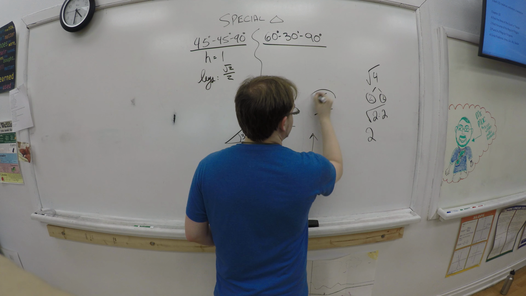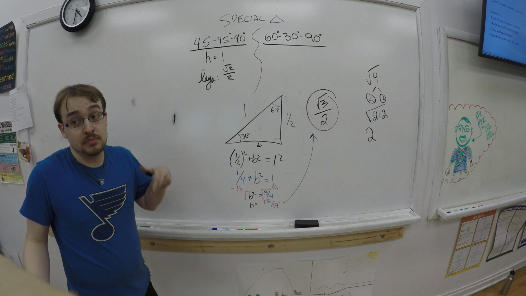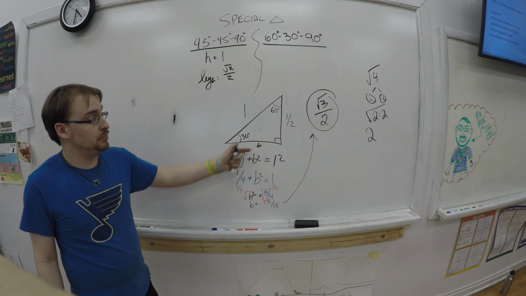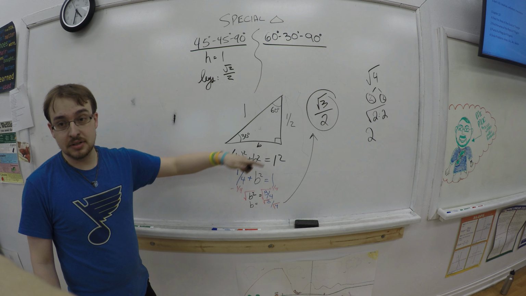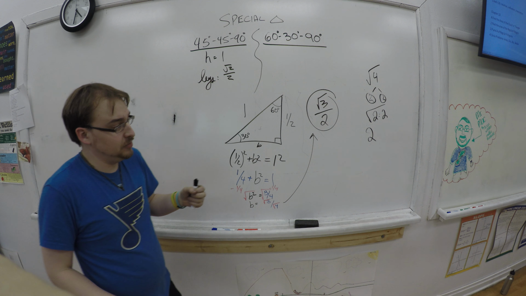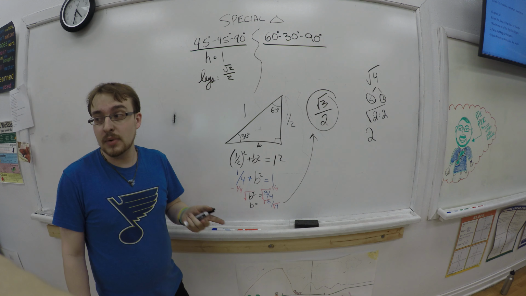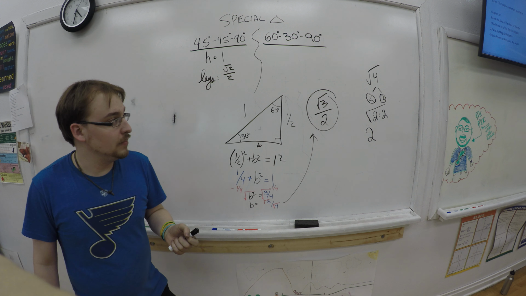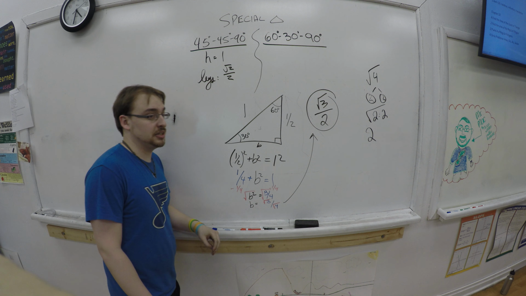So root 3 over 2 is B. Now you can memorize that when the hypotenuse is 1, B is root 3 over 2, or you can do this and figure it out. If you ever question yourself, like, did I memorize that correctly or not? Do this and check. That's what's cool about math. If you want to memorize it, I would suggest memorizing it this way.